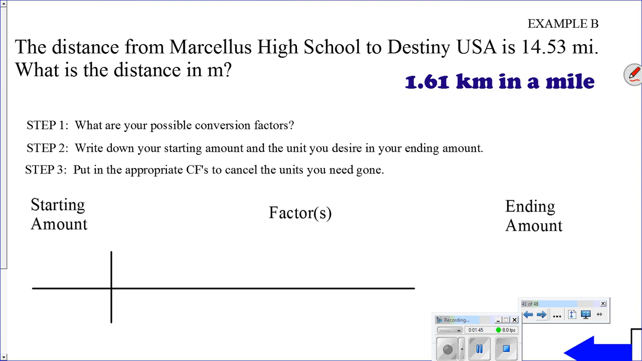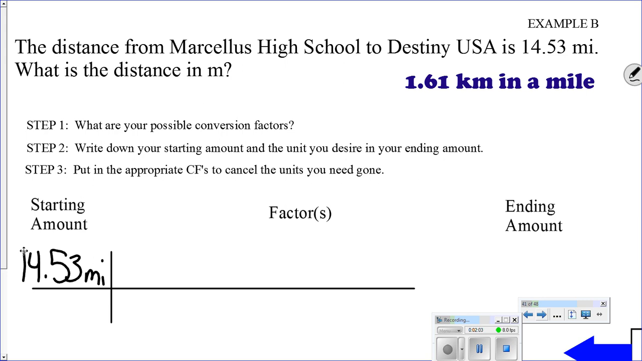What is the distance from Marcellus High School to Destiny? The distance from Marcellus High School to Destiny, USA is 14.53 miles. What is the distance in meters? So my starting amount is my 14.53 miles. This is a pretty straight up conversion.